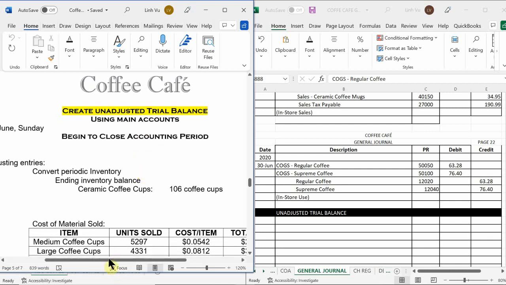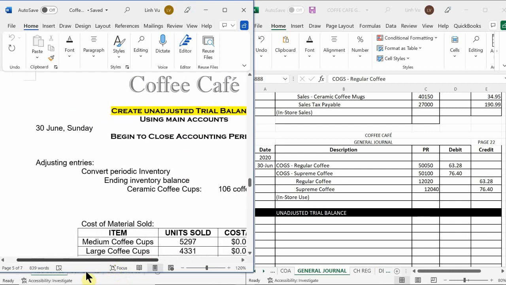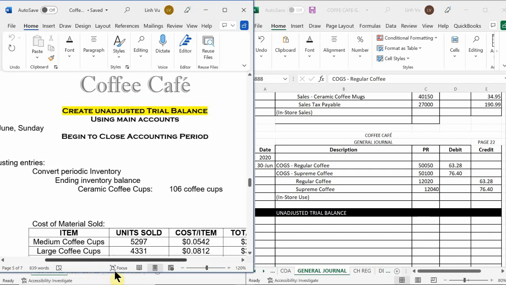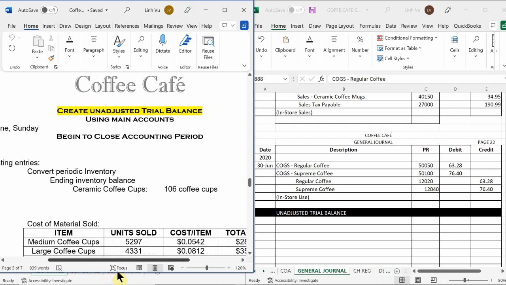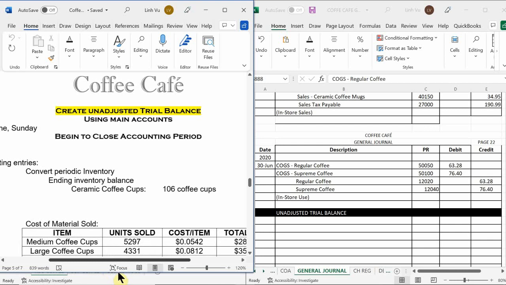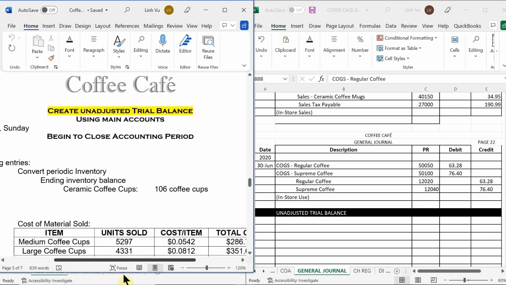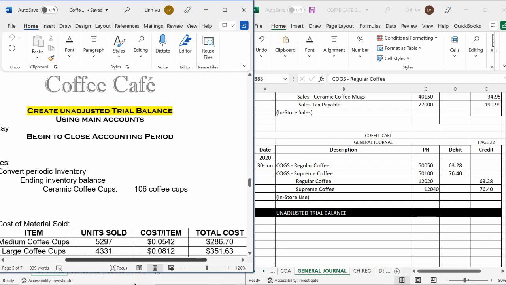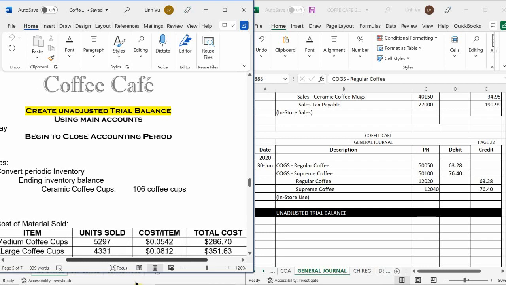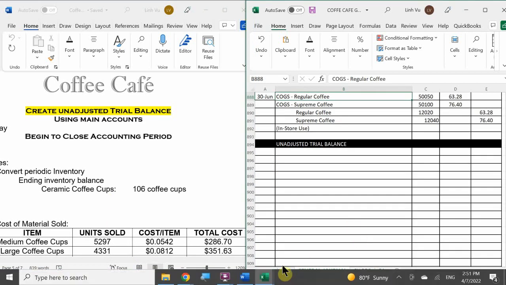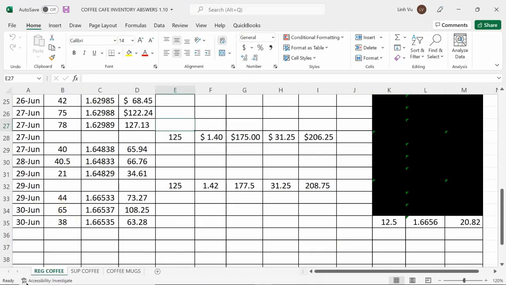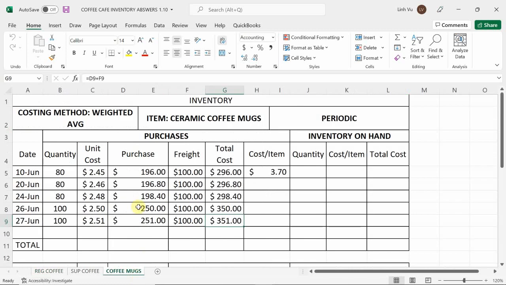So the first adjustment that we have here is going to be our coffee mugs. We're going to convert our coffee mugs for our periodic inventory. So at the end of the day, after all the sales that we made, we end up having an ending balance of 106 cups remaining. 106 coffee cups remaining. So how am I going to calculate my periodic inventory? Let's take a look at our worksheet.